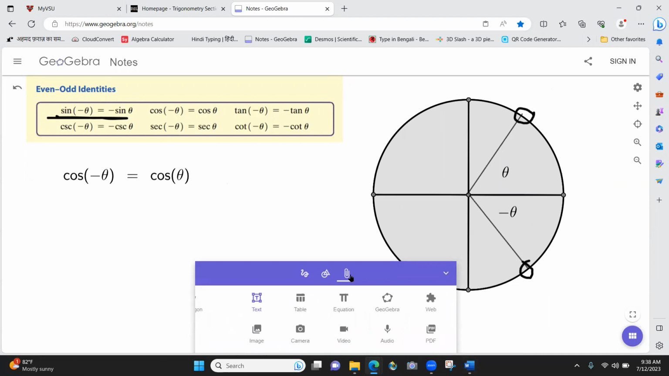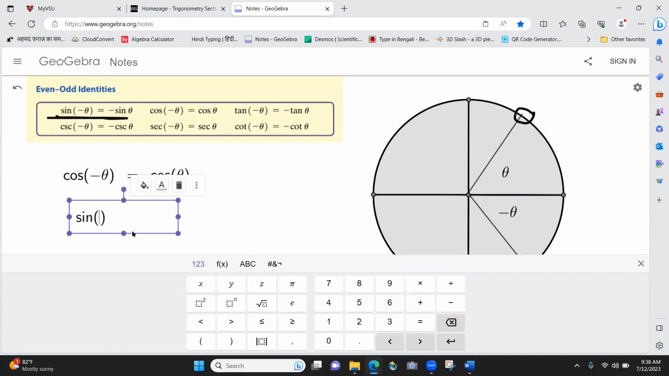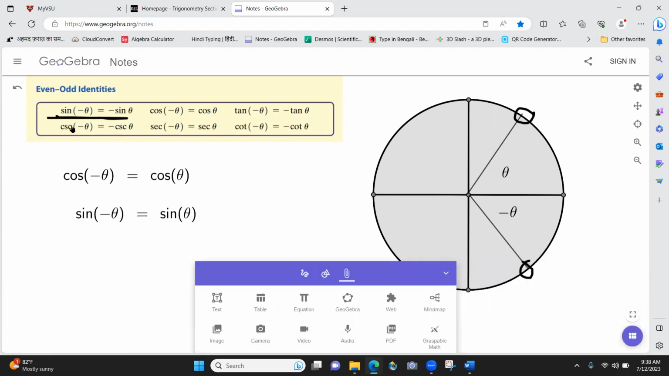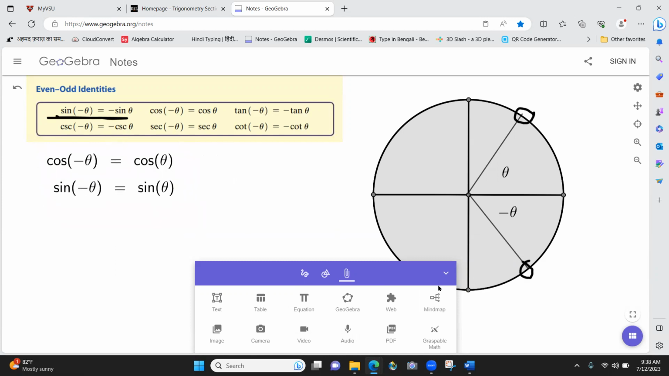If you know these two, you can easily say cosecant is same as sine because they're reciprocals, and secant is same as cosine because they're reciprocal, same rules. Now, tangent works this way. I'll show you the one for tangent. You can prove the one for cotangent.